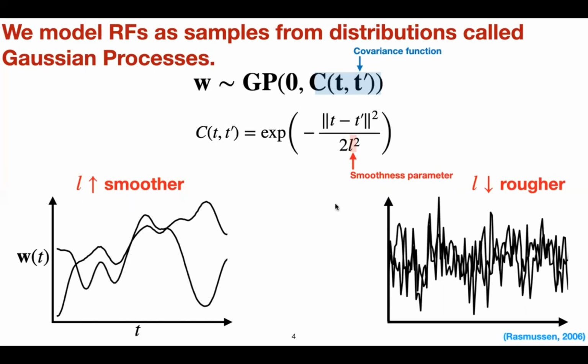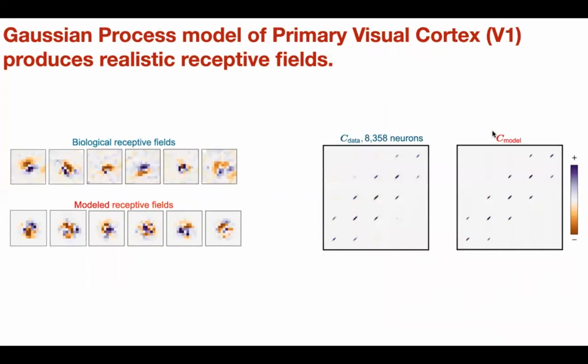Notice that here we have this smoothness parameter L that we can tweak. So if I make my L large, I'm going to end up sampling smooth functions. And then if I make my parameter L small, I'm going to end up sampling rough functions. So in this way, GPs allow us to sample functions. And so what we're going to do is construct covariance functions with parameters such that when we sample their corresponding GPs, we're going to get realistic looking receptive fields. So here, we show that a Gaussian process model of primary visual cortex V1 produces realistic receptive fields.